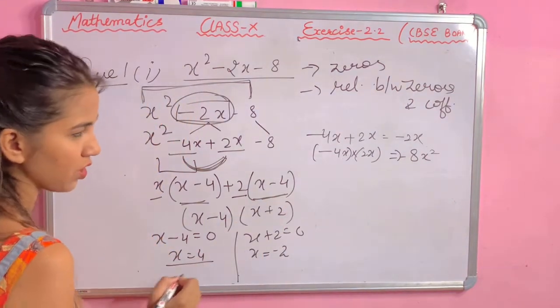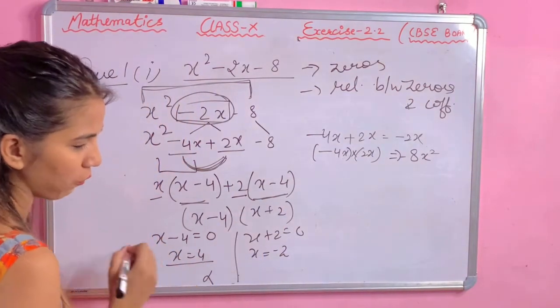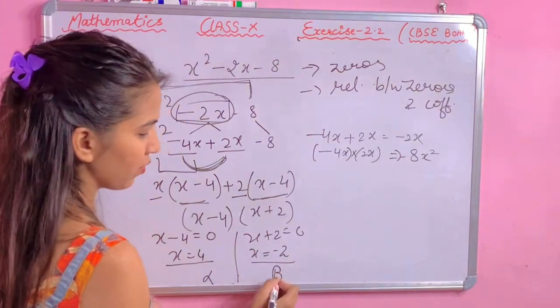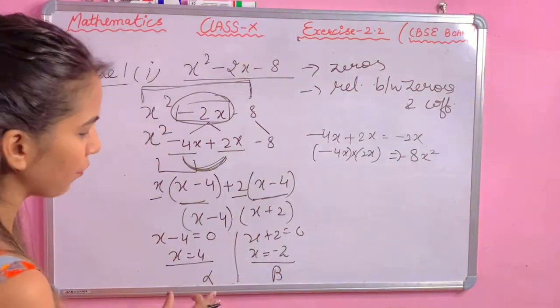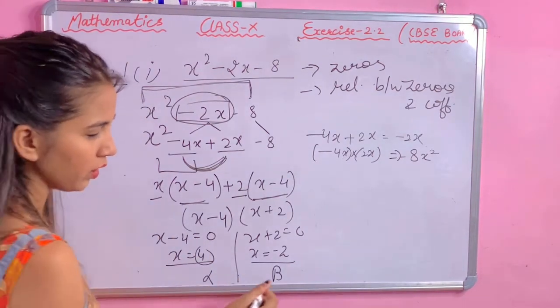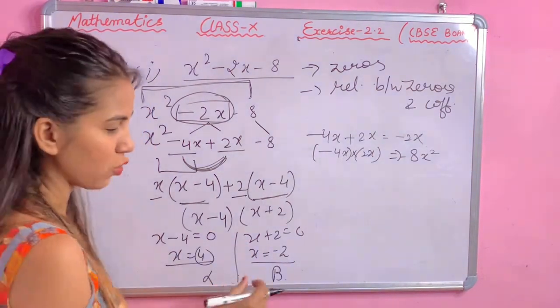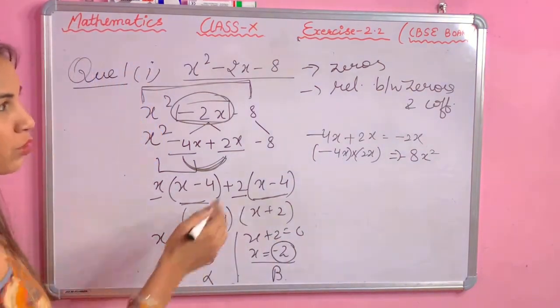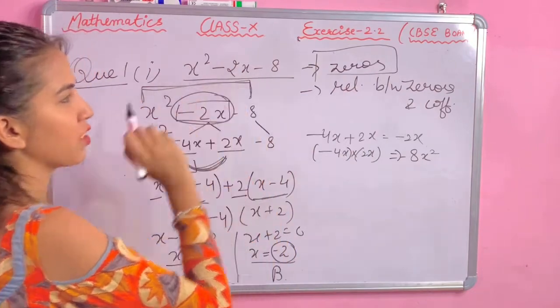From here we'll get x equals 4, and from this side we'll get x equals minus 2. This is our first zero, and we'll write it as alpha, and this is our second zero, so we'll write it as beta. So we already have two zeros. First is alpha, and the value of alpha is 4 here, and our second zero is beta, so the value of the second zero is minus 2. So we have already found the zeros of this equation.